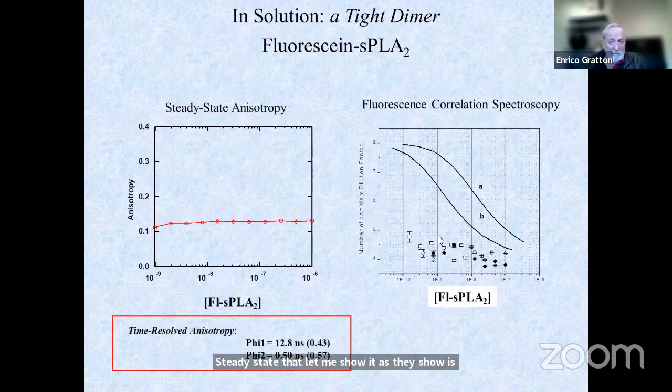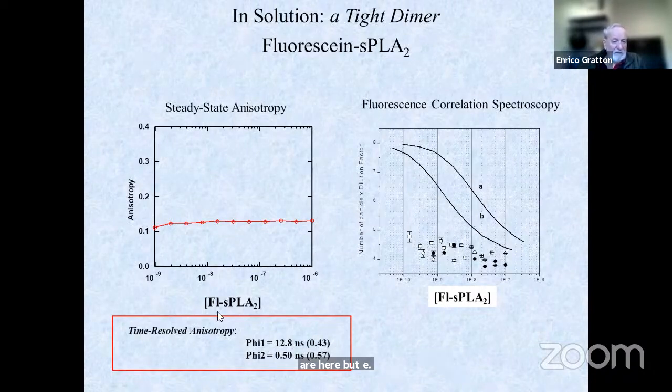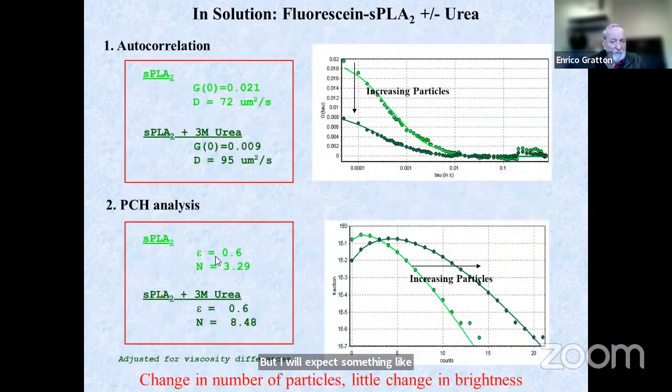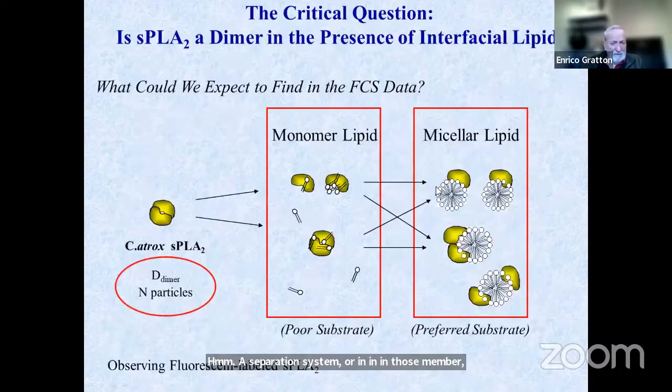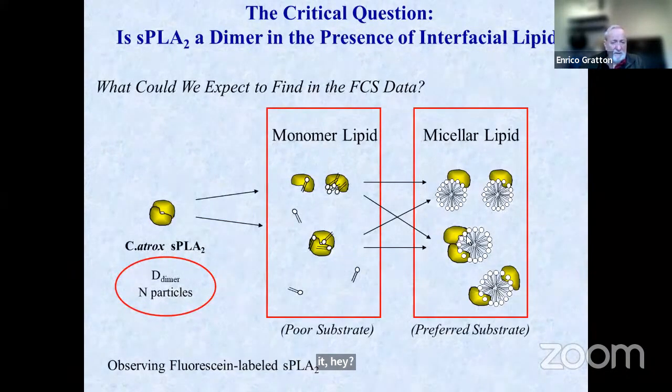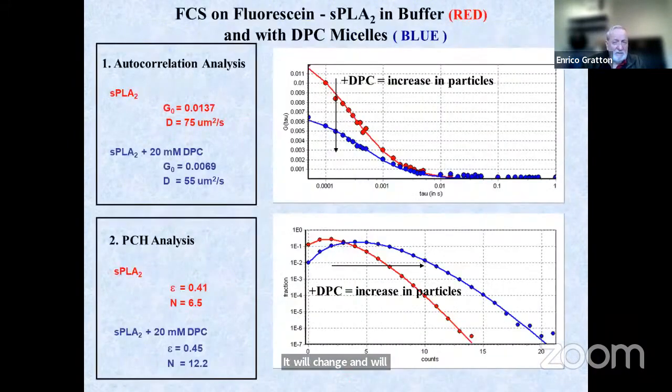Fluorescence correlation spectroscopy shows that all the values are here, but we would expect something like curve A or curve B depending on the values that we have. So the time resolved anisotropy shows that there is no separation of the molecule, at least in those membranes, but the monomer lipid and micellar lipid will change very much depending on the concentration.